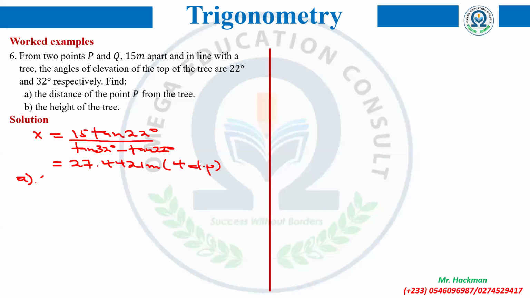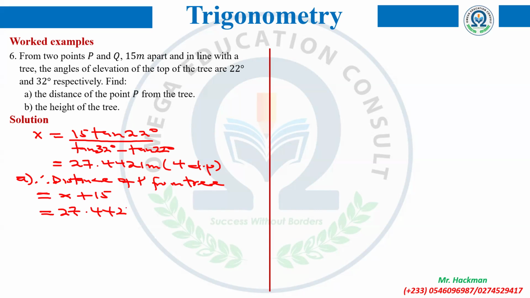I can come and say, therefore, what was I asked to find? The distance of P from the tree. So the distance of P from the tree will be equal to, remember, you said the distance will be X plus what? 15. So that will give us what? X, we have found that is 27.4421, plus 15. So that will give us, I'm waiting.